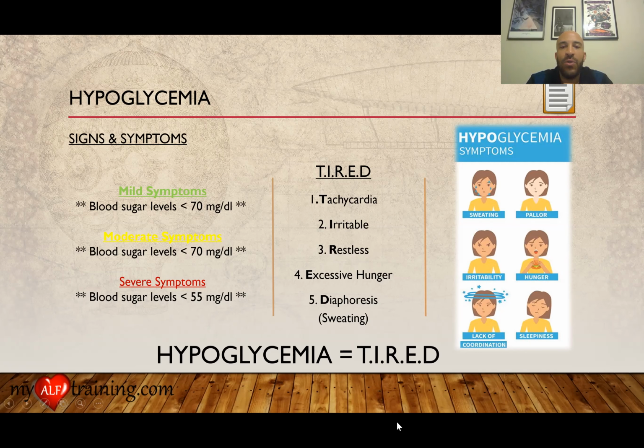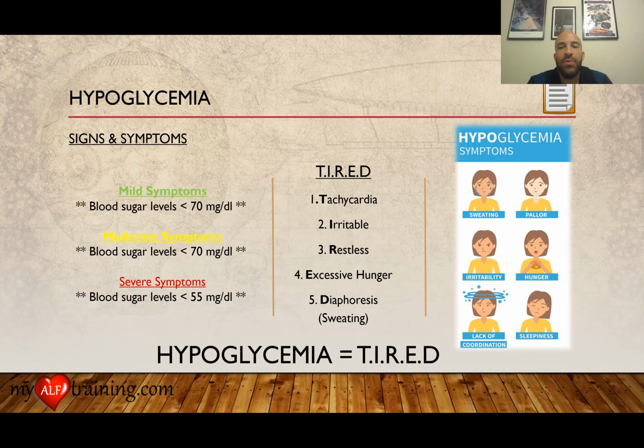And this is the mnemonic that you can use to help you remember these symptoms. The mnemonic is TIRED, T-I-R-E-D. The first symptom in this mnemonic is tachycardia. So if you notice that the patient's heart rate is increased more than it normally is for that patient, and they're not doing any activity, they're resting, watching TV, or reading a book, that should cue you in that something might be going on. So you should continue down the mnemonic TIRED with the I.